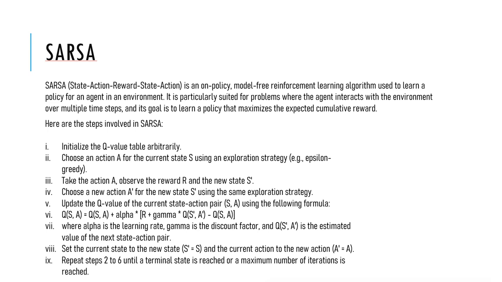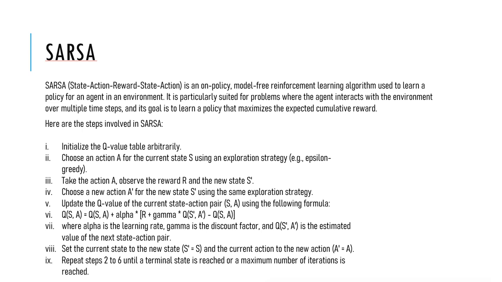So let's understand how it works. The first thing we do is initialize the Q value table to arbitrary values, or we can say zeros. We set the initial state, and then we choose the action using an exploration or exploitation policy like epsilon greedy. Then we take the chosen action and observe the next state and reward.